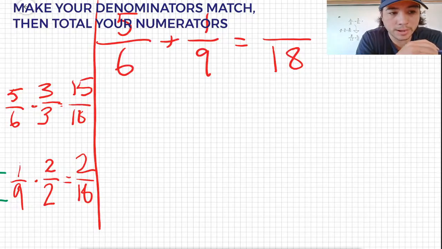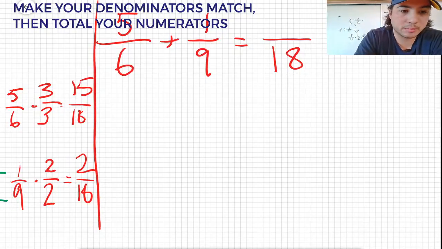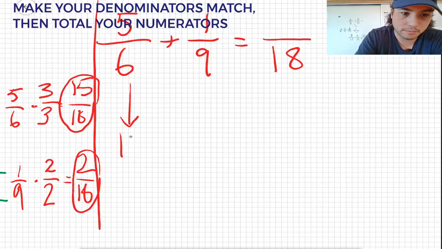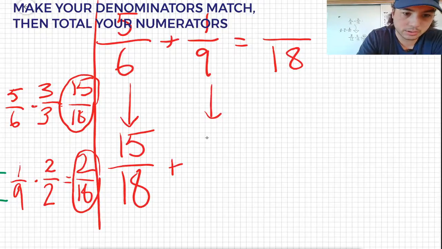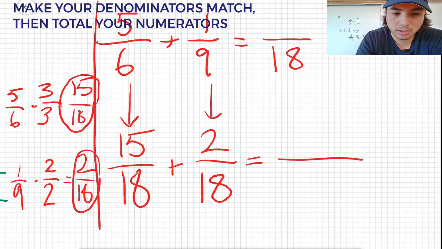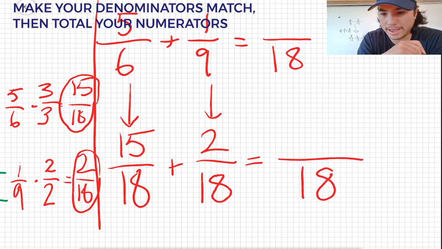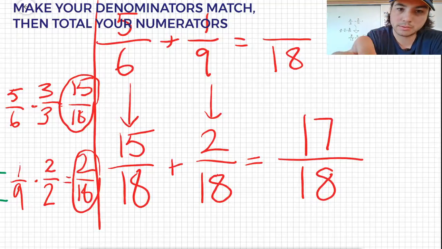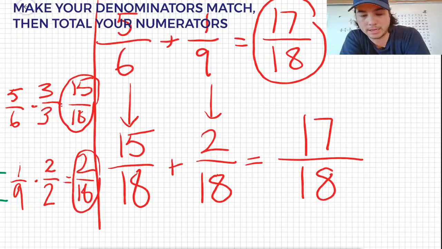Okay? So now we know that when we're adding 5/6 plus 1/9, we're really adding 15/18 plus 2/18. So we might rewrite it down here. 15/18 plus 2/18 equals, keep our denominator, add the numerators. 15 plus 2 equals 17. So our final answer, 5/6 plus 1/9 equals 17/18.